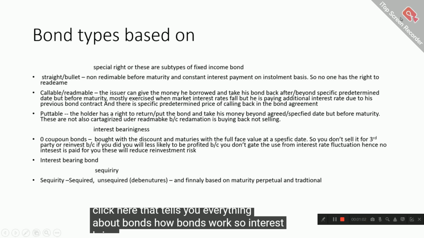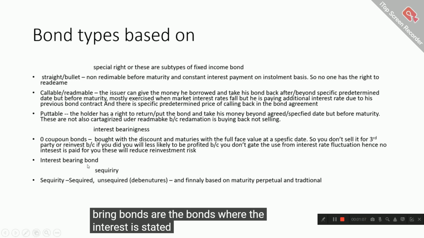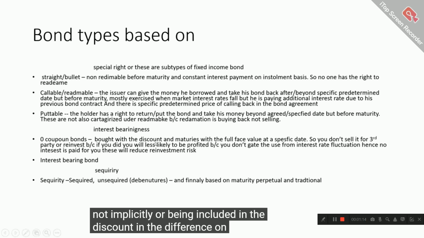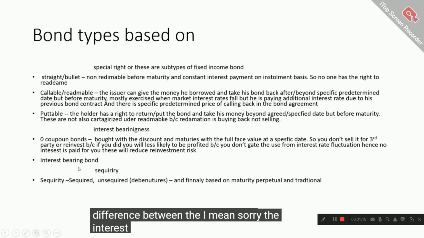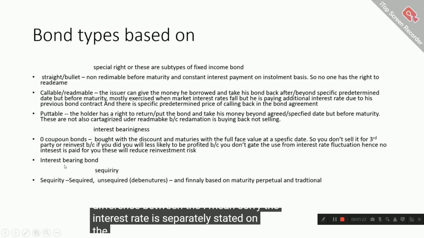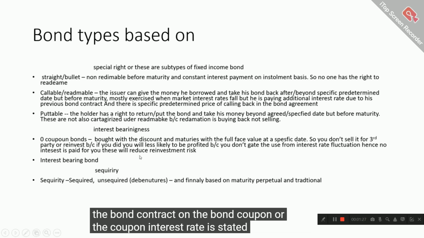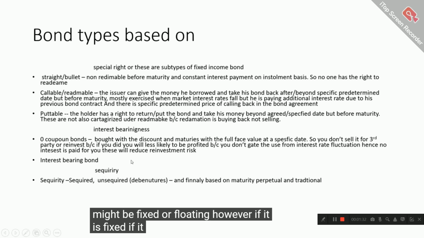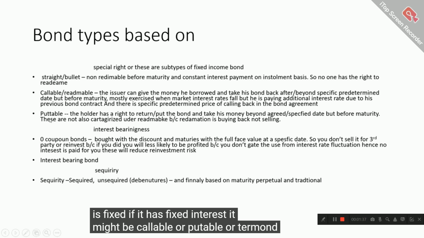So interest-bearing bonds are the bonds where the interest is stated separately, explicitly, not implicitly or being included in the discount, in the difference between the discount and the face value. The interest rate is separately stated on the bond contract or the bond coupon, or the coupon interest rate is stated. It might be fixed or floating. However, if it has fixed interest, it might be callable or puttable or term bond type.